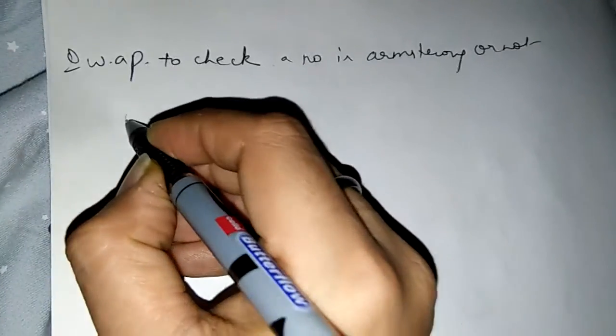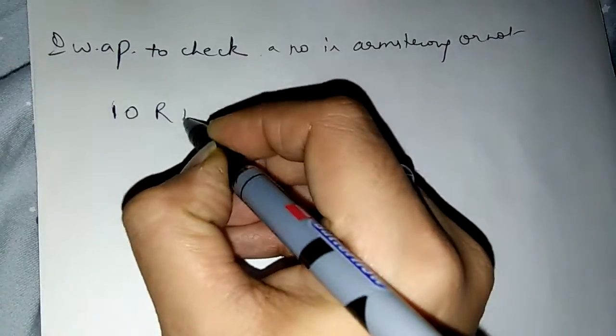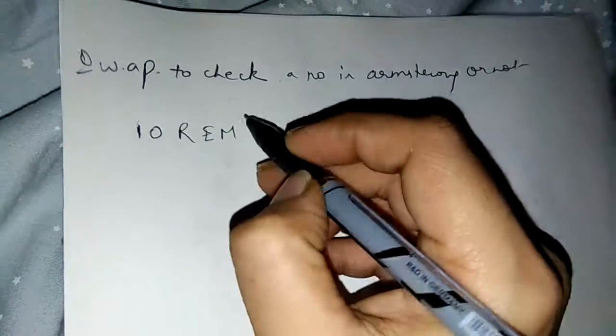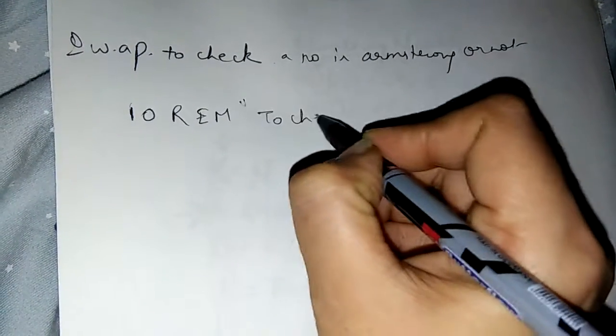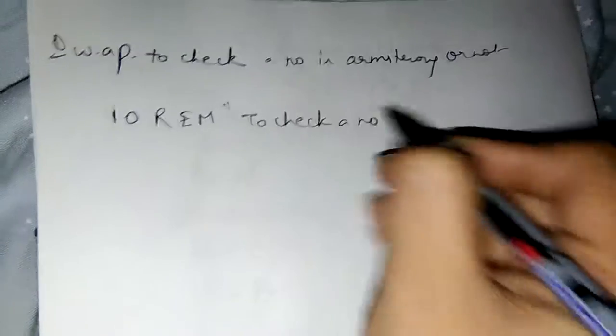Okay, now I'm writing a program to check whether a number is an Armstrong number or not. First, a REM statement.